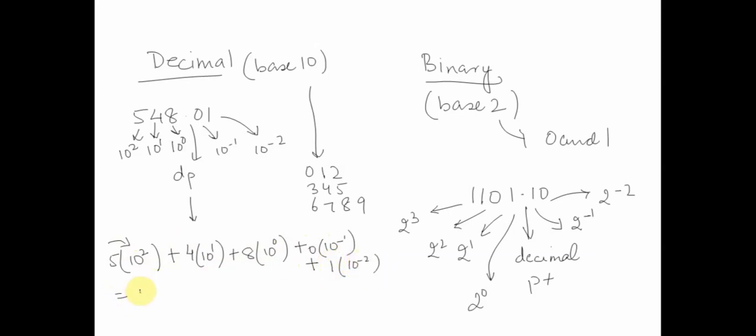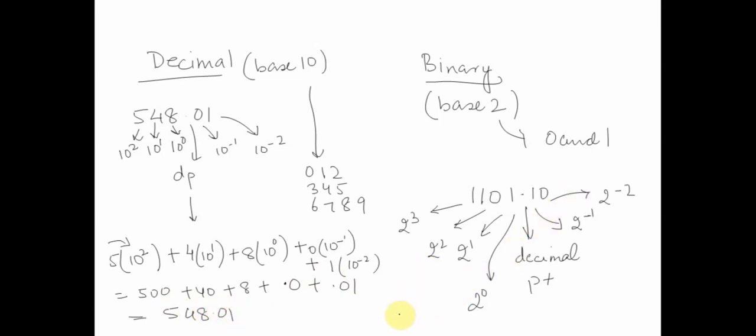This will be nothing but 500 plus 40 plus 8 plus 0 plus 0.0 plus 0.01. This will be 548.01. Similarly, what would be the value over here?